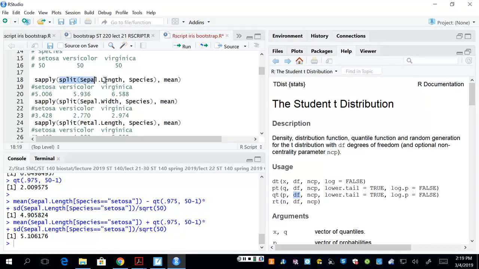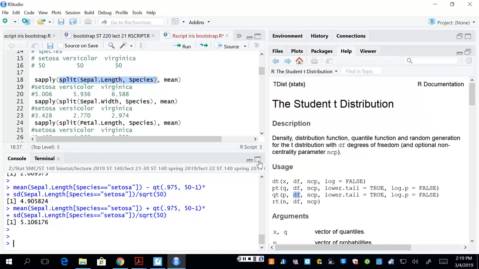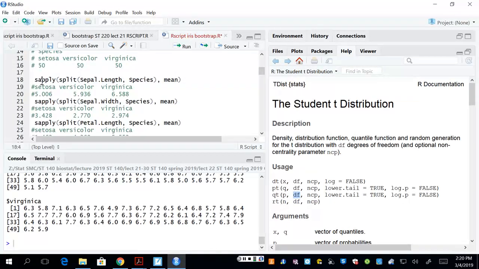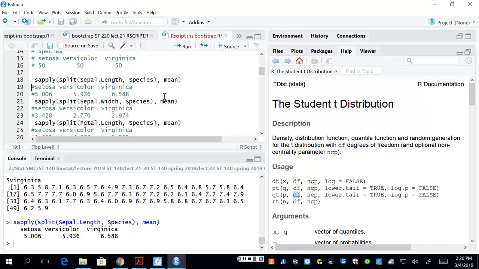So split by itself as a command creates 3 different list objects. Split it by those. Then there's a command called sapply. It's like applying something, but to the split variables. It's split up into that list, and it says take the mean or average for each one. So we can get the average for the 3 different groups, all at once.